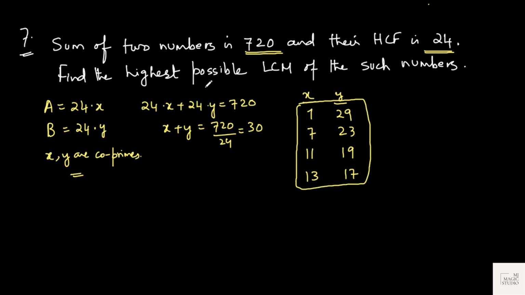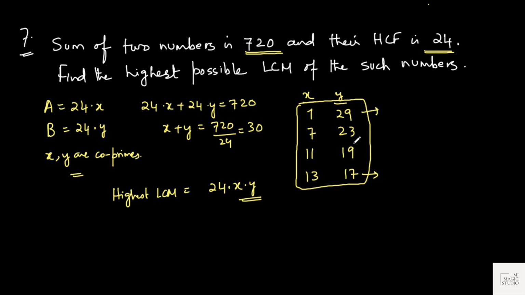Now, they are asking us to find the highest possible LCM of such numbers. Highest possible LCM would be 24 into x into y. We are looking out for the highest possible multiplicative value of x and y. That is again, if we know some format, that if the sum of two numbers is given, x plus y is 30, then the product would be maximum when the difference between these two numbers which we are selecting is the least. Here the difference is maximum, here the difference is least. 17 minus 13 is the least difference. 21 minus 1 is the maximum difference.